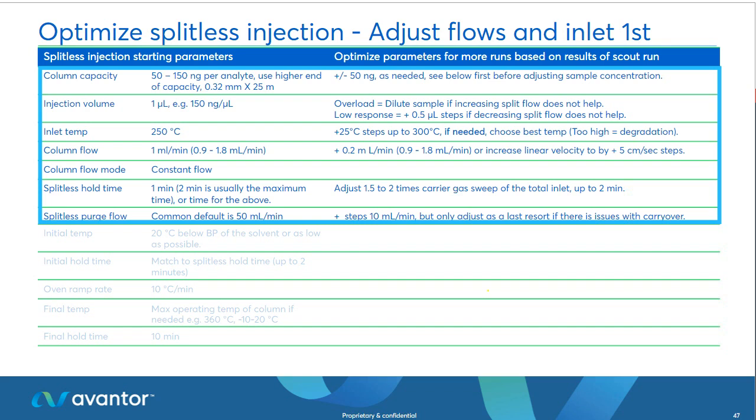So this takes a lot more optimization, a little bit more understanding of a splitless injection. So this takes more time and it is a bit tedious, but it's definitely worth it if you can invest time in this. Then if you need to optimize the purge flow, this is usually as a last resort if you've got carry over, but you can adjust it by plus 10 ml per minute.